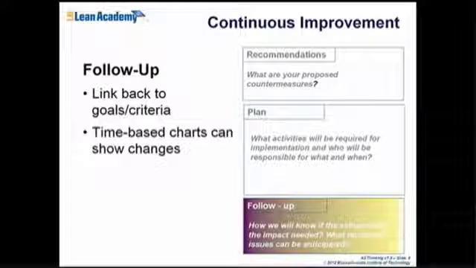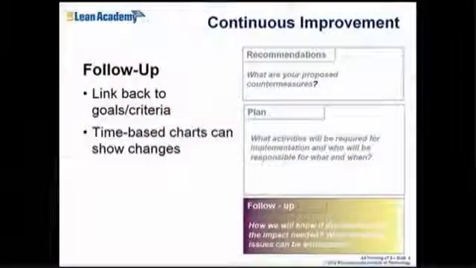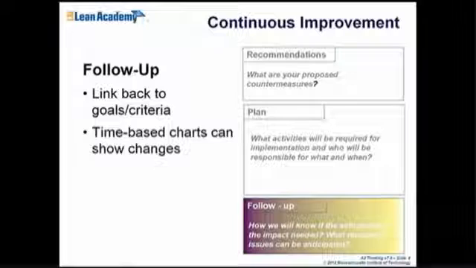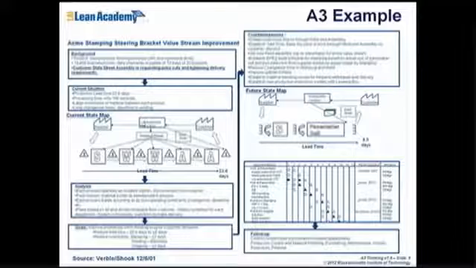And then the last part of the A3 sheet is really the continuous improvement part of it. This is your follow-up activities. So how do you know that what you wanted to happen happened? And make sure that when you're thinking about what you're going to look at in the follow-up section, that links back to your original goals for this and the criteria and metrics that you set up for that.